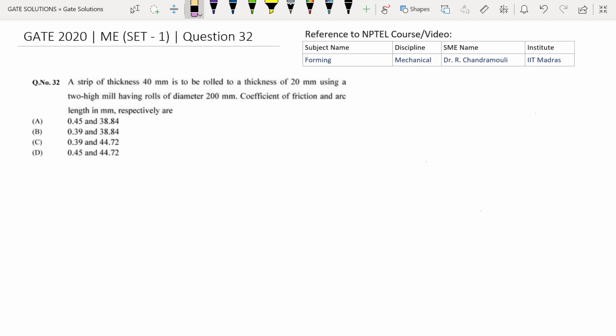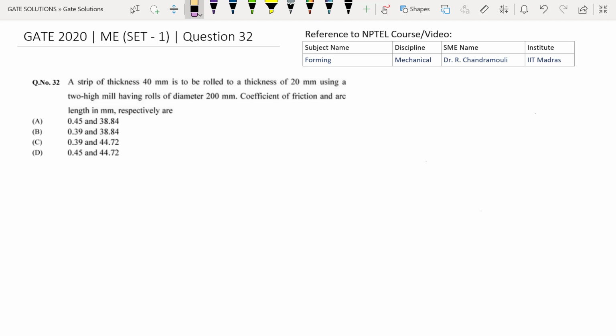Hello, today we will solve GATE 2020 question number 32 from the Mechanical Engineering Set 1 paper. The question is: a strip of thickness 40 mm is to be rolled to a thickness of 20 mm using a 2-high mill having rolls of diameter 200 mm. We need to calculate the coefficient of friction and arc length in mm.